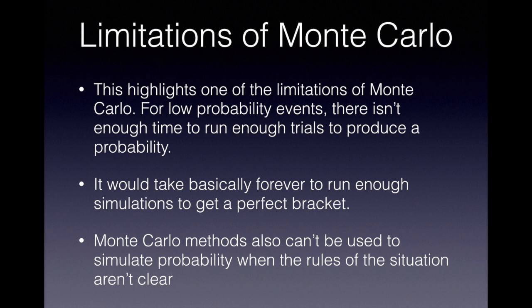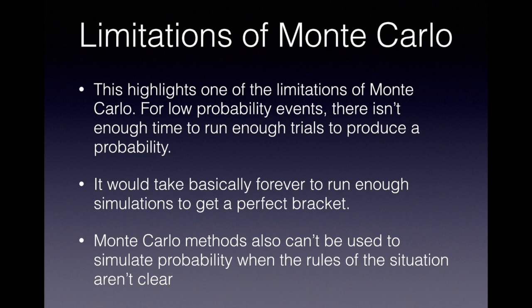So the March Madness example highlighted one of the limitations of Monte Carlo. For like very low probability events, there's just not enough time to run like enough trials to produce like a solid probability. Because it's so hard to get a perfect bracket, we would have had to run like a couple billion trials probably until we actually got something that equaled a perfect bracket, which means it would take basically forever. Those type of problems are called intractable, where you don't have enough time to actually complete the problem, even though it is possible using a computer.